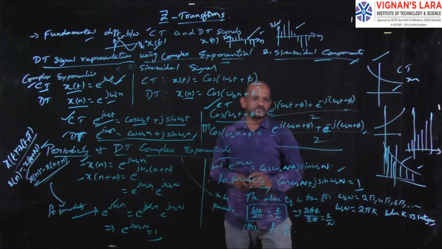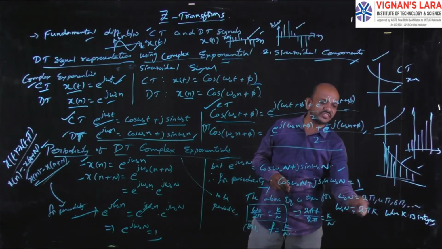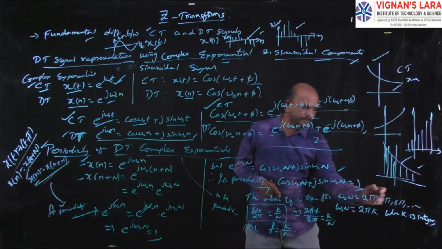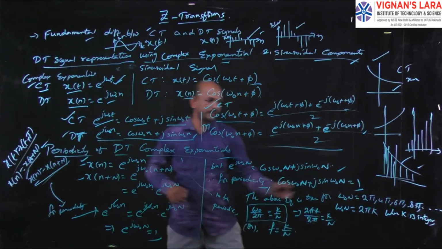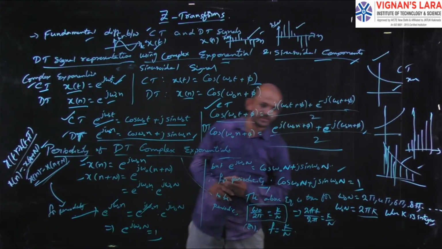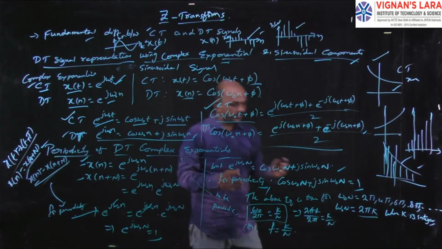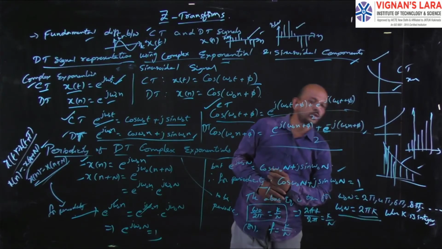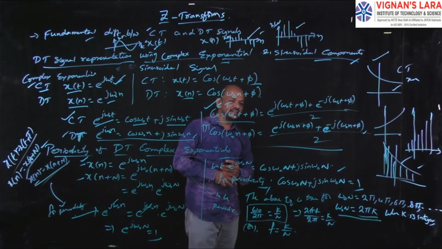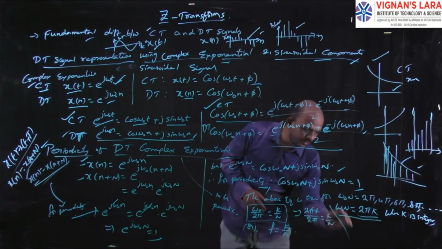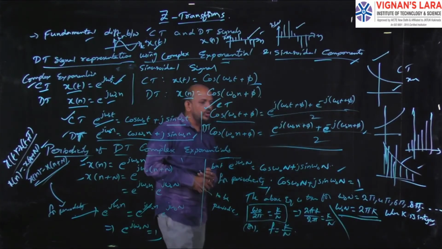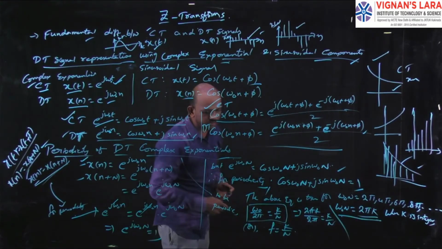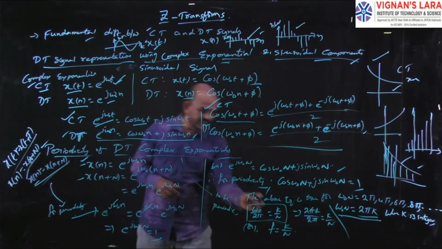If k equal to 1, 2 pi; k equal to 2, 4 pi; k equal to 3, 6 pi; k equal to 4, 8 pi; k equal to 5, 10 pi, and so on. So I can represent this as 2 pi k. Now we get omega naught n equal to 2 pi k where k is an integer. From this I need the value of omega naught by 2 pi, so bring this to this side. What happens? Omega naught by 2 pi equal to k by n.